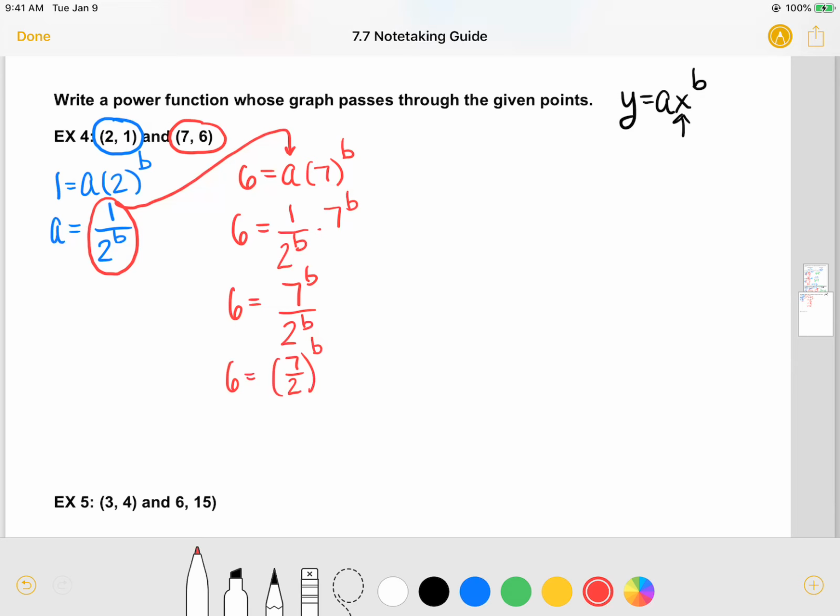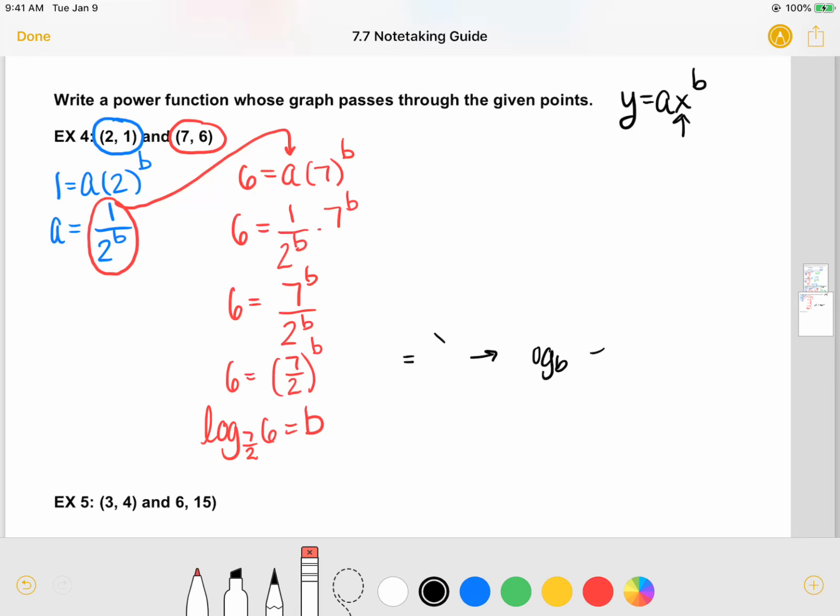Now what we have is we've isolated that exponent, and we want to use our rules of logarithms to rewrite this exponential function as a logarithmic function. Remember that if we have y is equal to b to the x power, then we can write it as log base b of y equals x. So that's what we're going to do here, rewrite as a logarithm. So we're going to say log base 7 halves of 6 is equal to b.